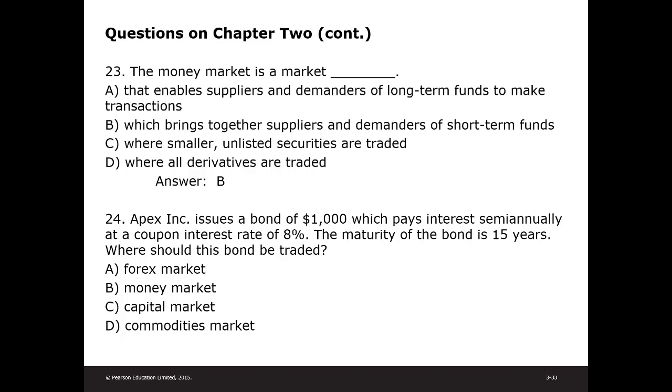Apex Inc. issues a bond of $1,000, which pays interest semi-annually at a coupon interest rate of 8%. The maturity of the bond is 15 years. Where should this bond be traded? Forex market, money market, capital market, commodities market. Of course, the bond's maturity is 15 years, so it's considered a long-term source of funds, so it should be traded in the capital market. So the answer will be C.